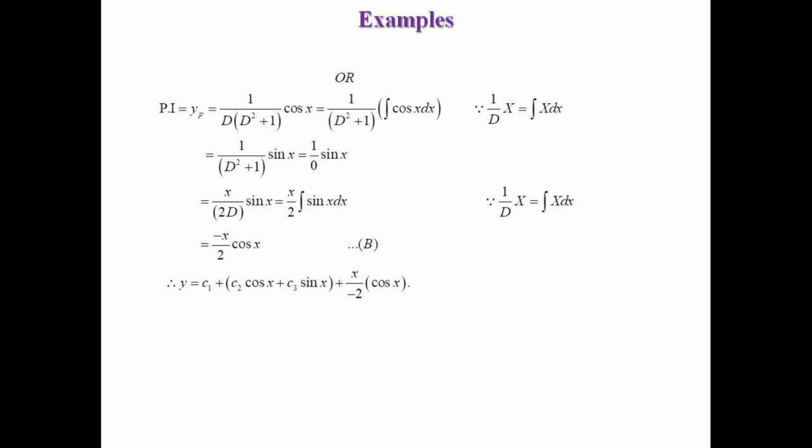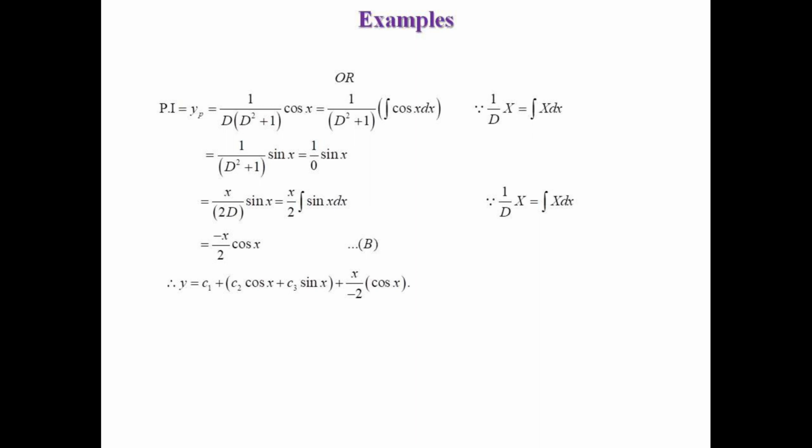After applying this concept, we get the answer as 1 upon d square plus 1 into integration of cos x, which is sin x. If we replace d square by minus a square, then we get the value of the denominator as 0. To avoid the 0 in the denominator, that means this is our possibility number 2. Attach x on the numerator and take the derivative of the denominator. The derivative of d square plus 1 is 2d. So once again here we get the value as 1 upon d.